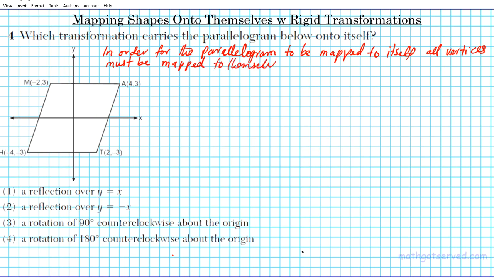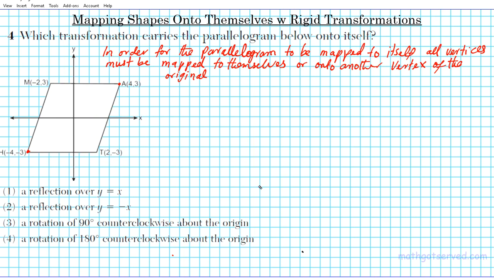Either they end up where they came from, or every vertex is mapped exactly to another vertex of the original. So for example, if you have a rigid transformation that takes this point to this point and this point to that point, and those two stay the same, then it's perfectly fine. That's just an example of a mapping that takes an object right to itself.